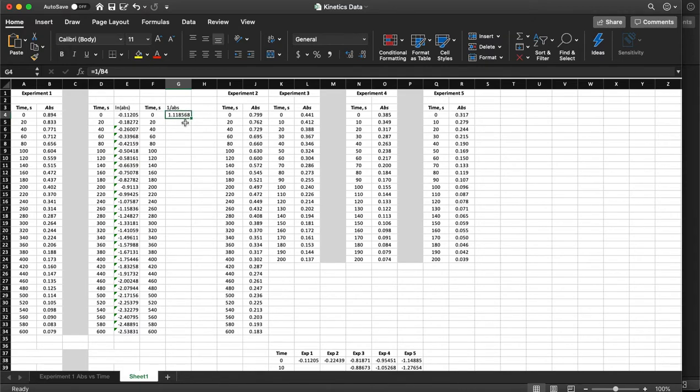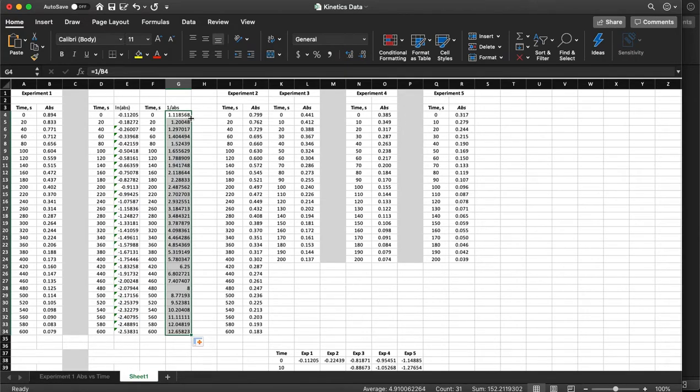And if, again, I want to copy all of my data, it's really easy. If I just come to that bottom right-hand corner, I see the little black crosshair, double click, and it's already calculated all of those values for me. I don't have to do anything else.